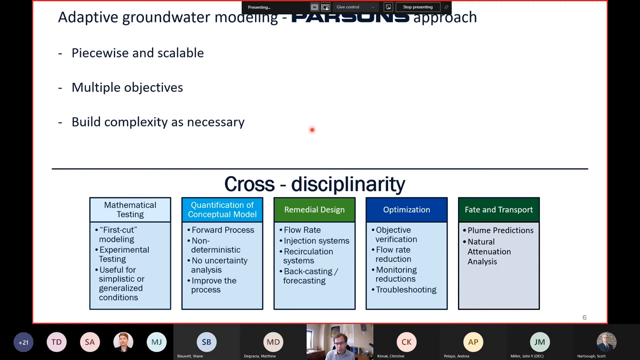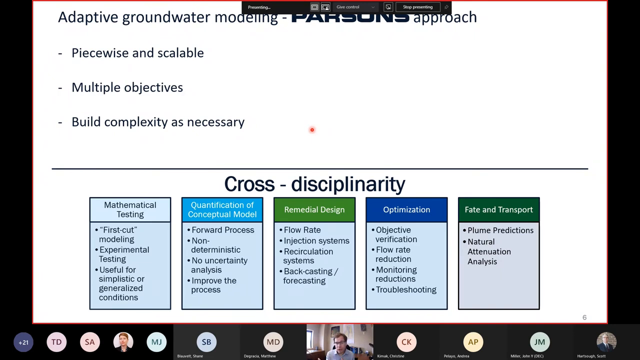So one of the foremost principles in groundwater modeling is the principle of parsimony, which essentially means build complexity as necessary. And that's very relatable to the groundwater remediation field, because we may have small projects that wouldn't necessarily have the budget for a very significant groundwater model, nor would you need it. But that doesn't preclude it from using a more simple groundwater model.